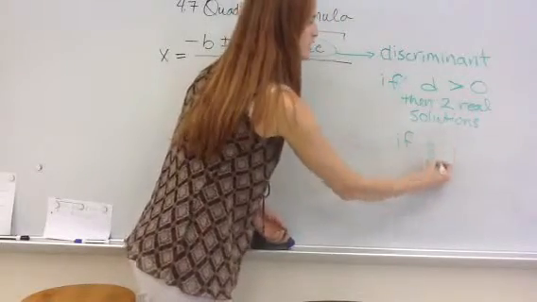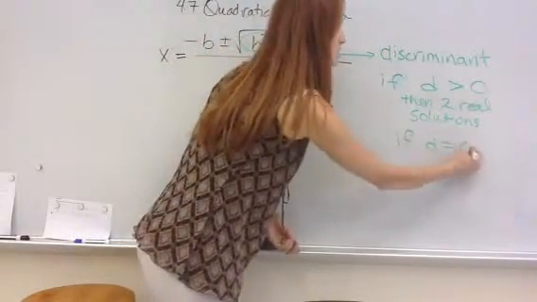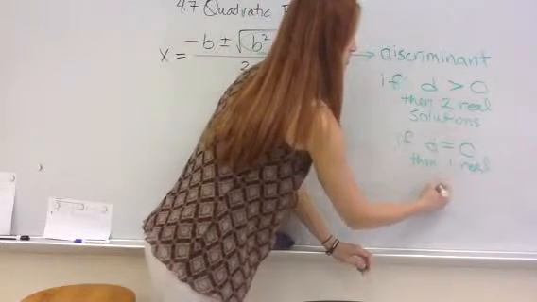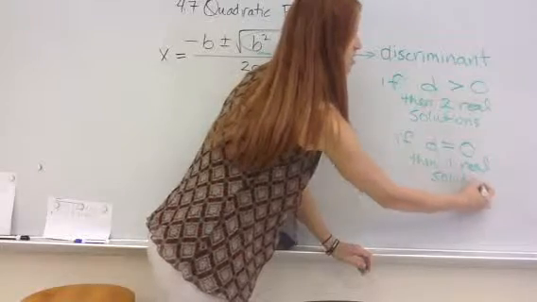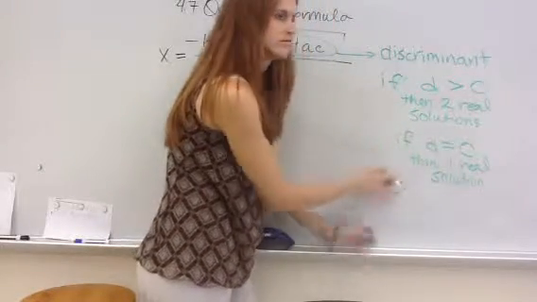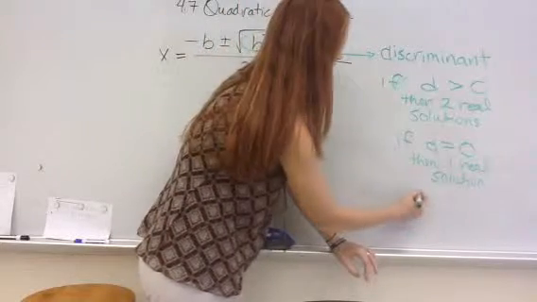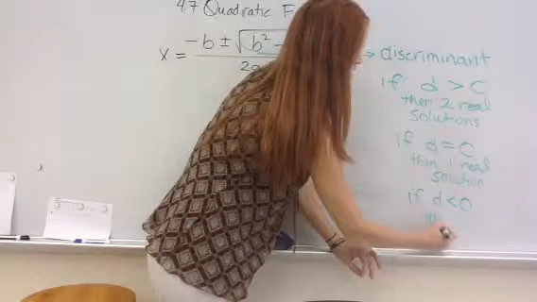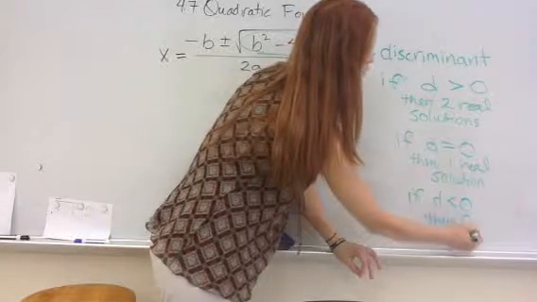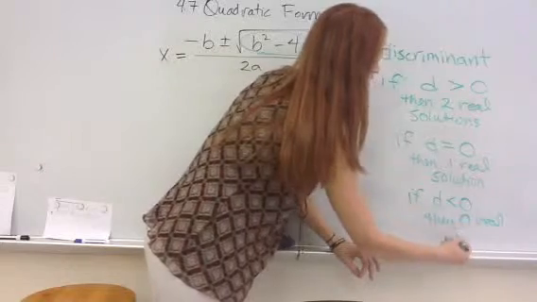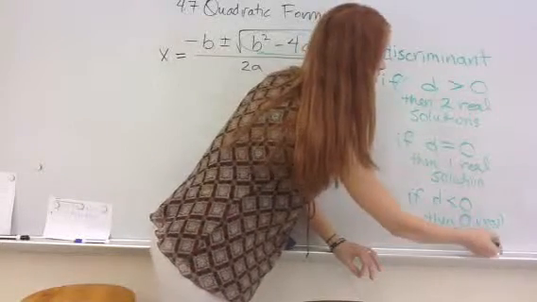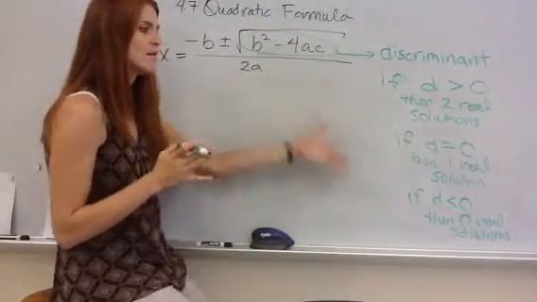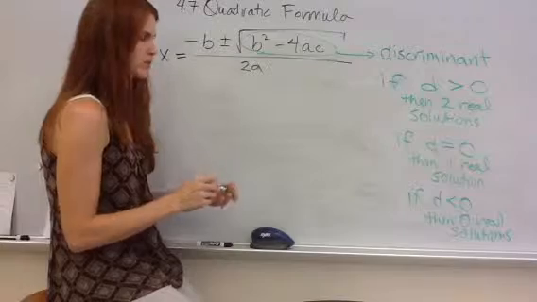If d, the discriminant, equals 0, then we have one real solution. This doesn't happen very often. If d is less than 0, then we have no real solutions. And if we have no real solutions, that means we get imaginary solutions, and we'll talk about those tomorrow.